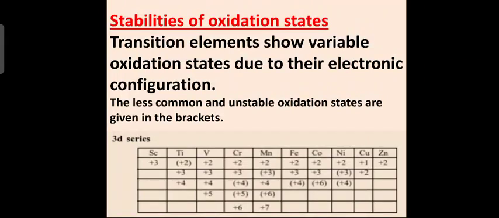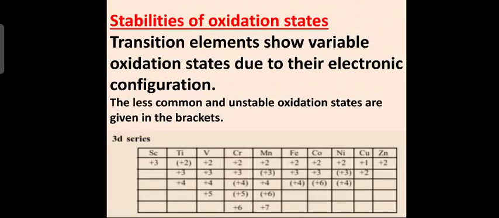So here is a tabular column of the 3d series. You can see the unstable oxidation states given inside the brackets. The most stable are given as they are, without the brackets, and only unstable ones are given in brackets. Here in scandium, the first element, +3 is the most stable one. For titanium, +2 is given in bracket, that means unstable. The stable oxidation states are +3 and +4. And vanadium has 4 oxidation states, all stable: +2, +3, +4 and +5.